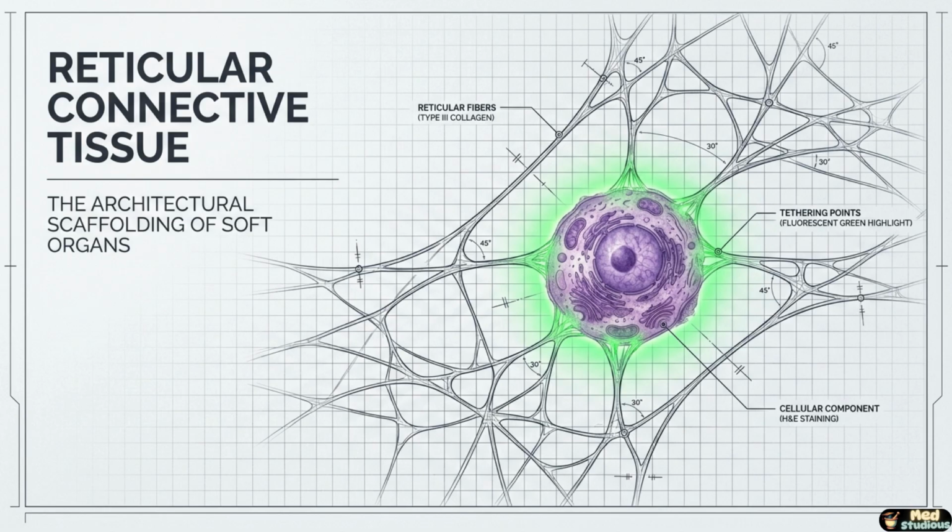This tissue serves as the definitive architectural scaffolding for the body's soft organs. Think of it as an internal biological skeleton made not of bone, but of delicate branching threads. This entire network is constructed primarily from a specialized protein known as type 3 collagen, which forms the reticular fibers.